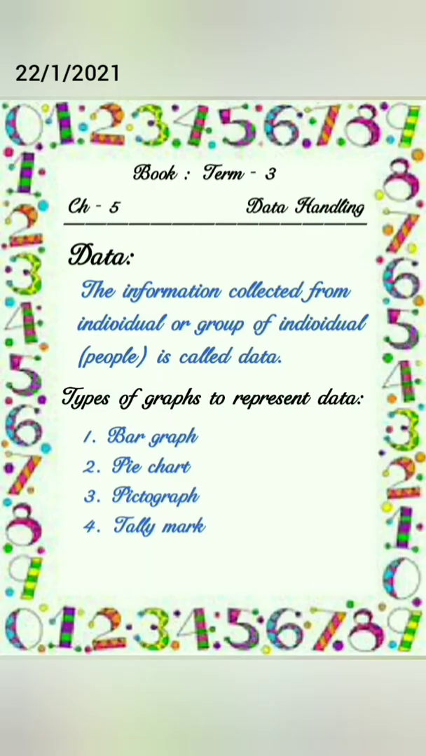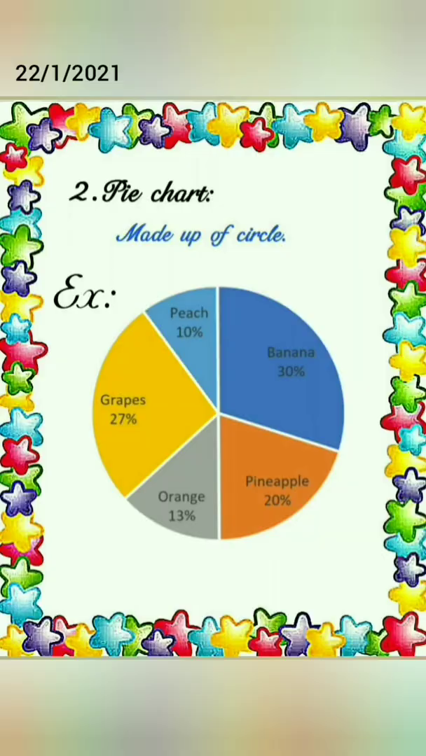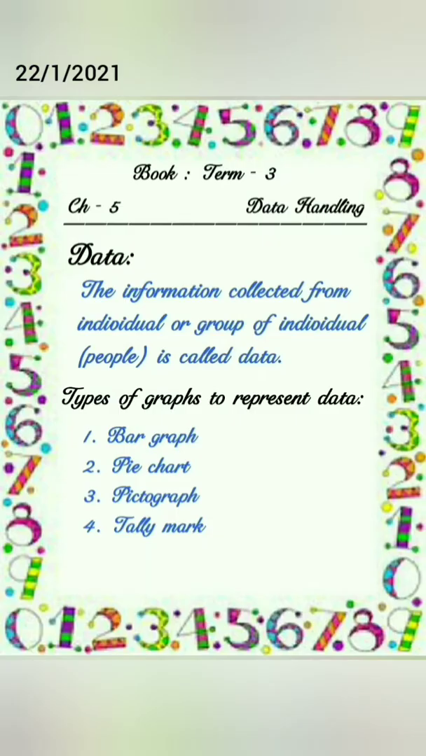In the previous video, we have studied what is the meaning of data, data handling and types of graphs to represent data like bar graph, pie chart, pictograph, tally marks. After that, we have learnt bar graph and pie chart in detail. And then we have learned how to read bar graph and pie chart to answer the given questions. Now we are going to learn about pictograph and tally marks.